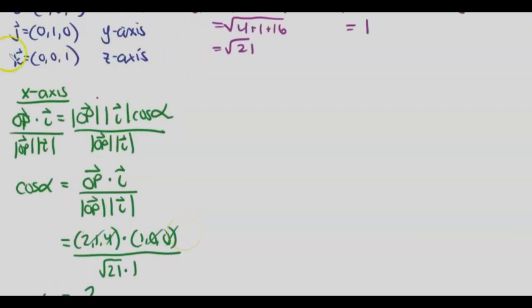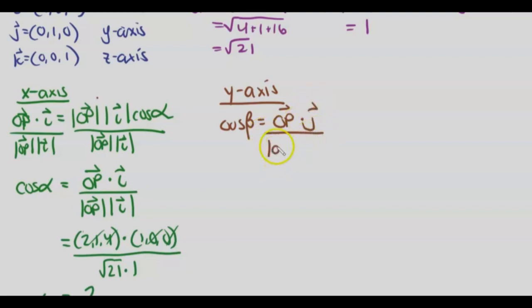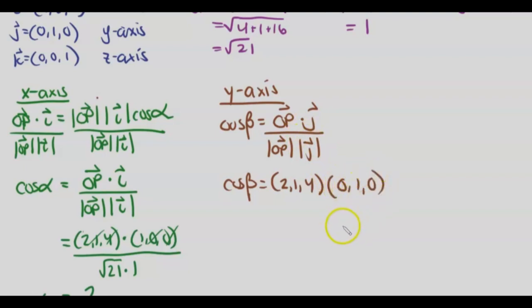All right, let's now do, in another color, the y-axis. So we're going to have cos beta, and it's going to look like this. I can write this out: OP dot vector j over the magnitude of OP times the magnitude of vector j. OP is going to be 2, 1, 4 again, and vector j is going to be 0, 1, 0. And this is all over root 21 times 1.